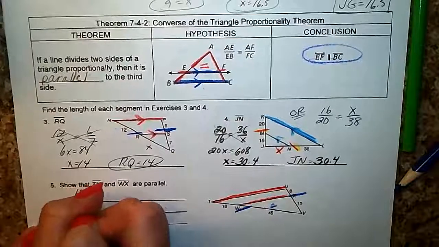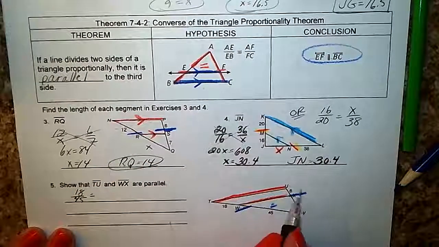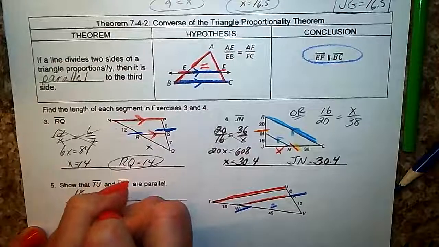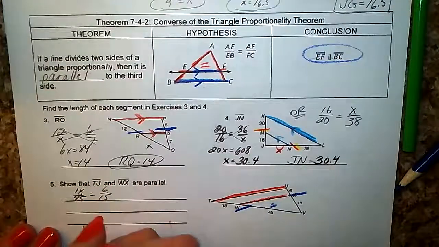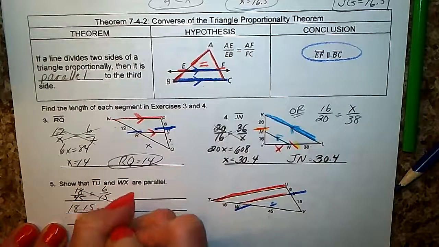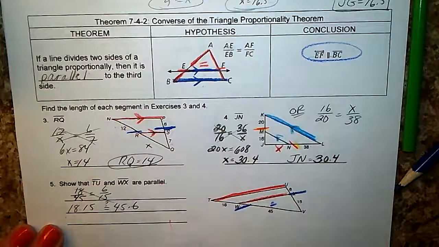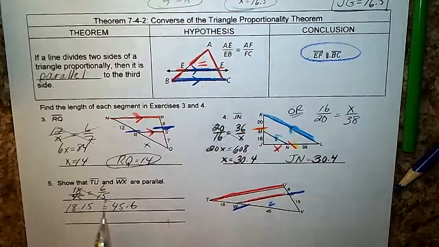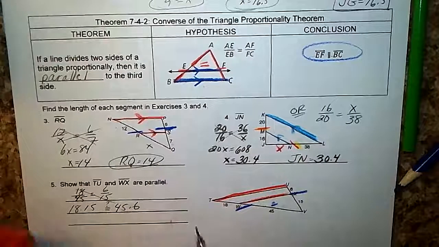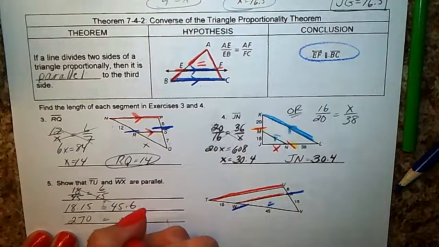18 over 45 equal to, and again, I did this one over this one, so I have to do 6 over 15. Okay, and I can cross multiply there. So I get 18 times 15. Does that equal 45 times 6? We're not really sure yet if it's equal. But when I multiply it, 18 times 15 is 270, and 45 times 6 is also 270.